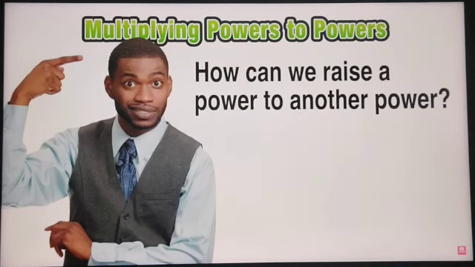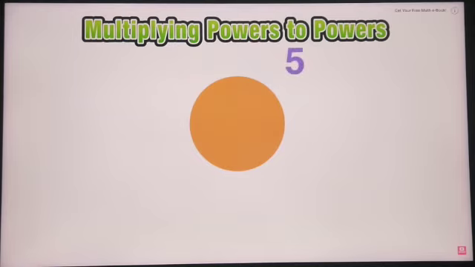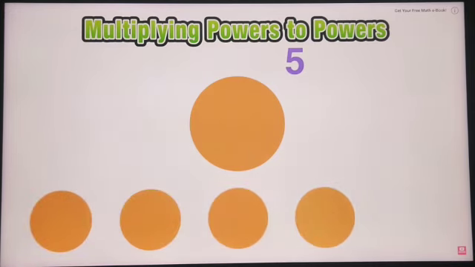How can we raise a power to another power? Or we could ask, how can we raise one exponent to another exponent? So with those questions in mind, we're ready to start our conceptual journey. Now let's pretend that this orange circle represents some value, whatever you want it to be. Now if I raised it to the 5th power, I could expand it as 5 orange circles being multiplied together. That would mean the same thing.